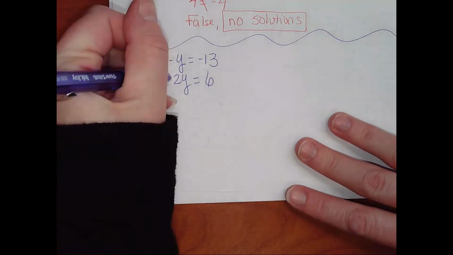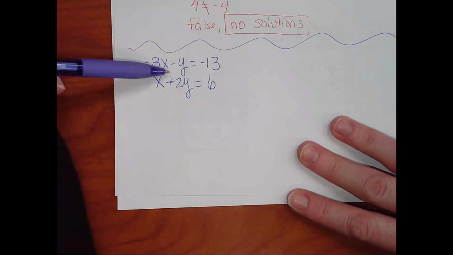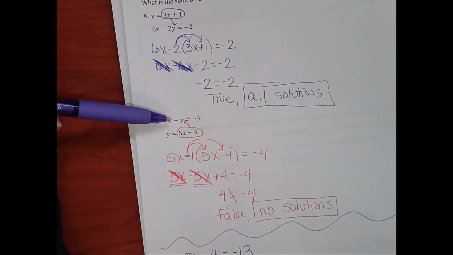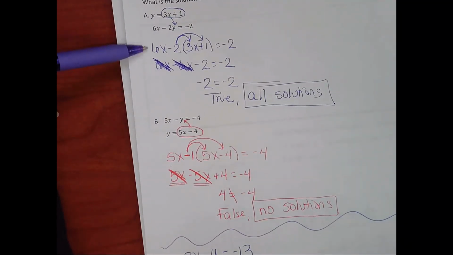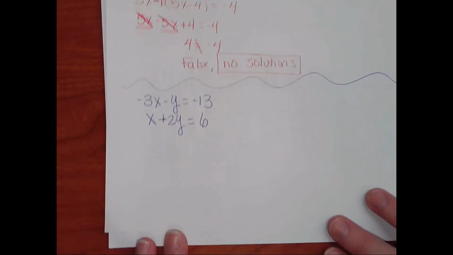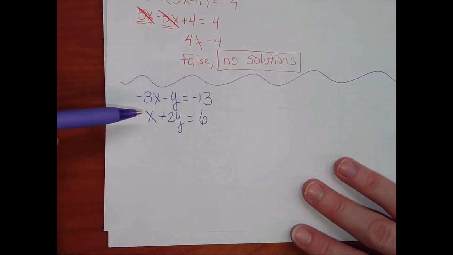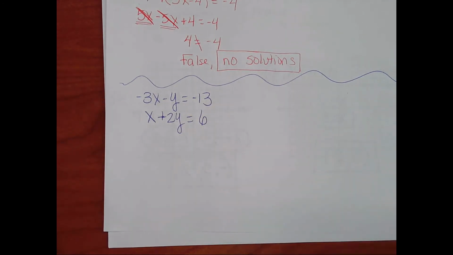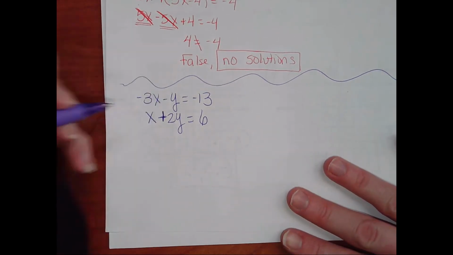So the only difference from this problem and these problems up above is these problems up above have one of the variables already solved for. Down here, you don't have an x equals or y equals yet. So you're going to have to do a little bit of work to get one of the equations in either x equals or y equals form.